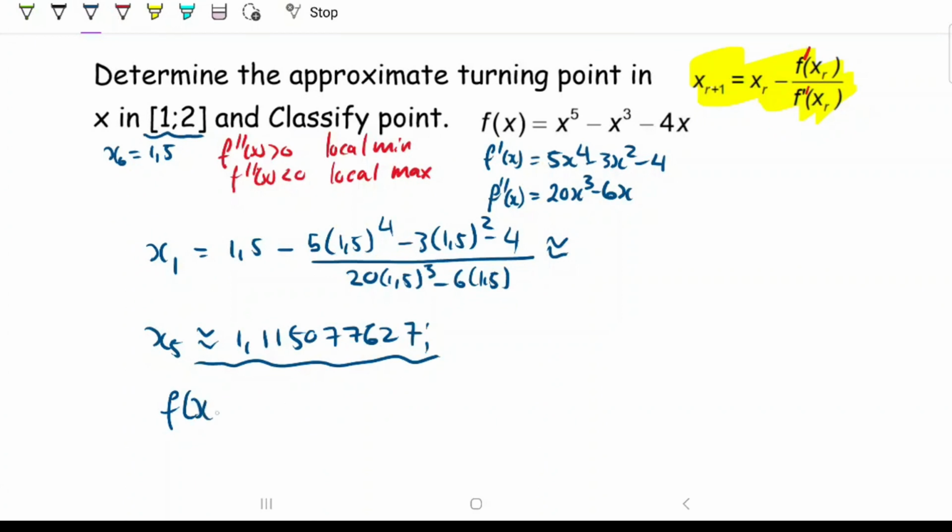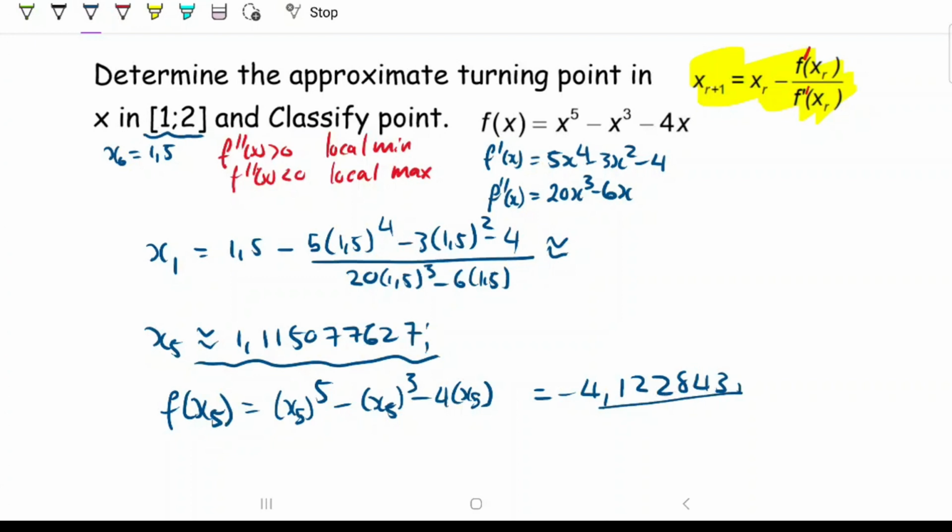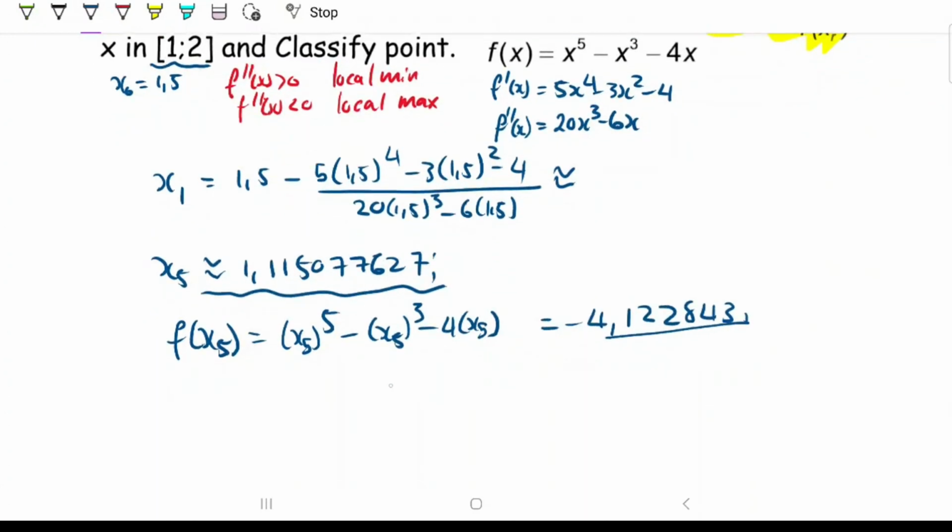So you'll work out f of Ans. Remember, you substitute that into the original equation. So I'll go Ans to the 5 minus Ans to the 3 minus 4 times Ans. You'll be able to perform a relative substitution and quickly work out what that is. And what I get from there is minus 4,122843. Once you get that, that is the coordinate of the turning point, if you want to put it that way.